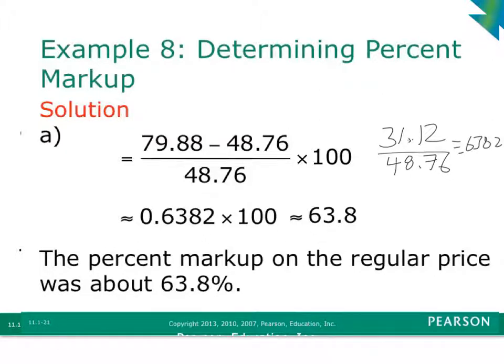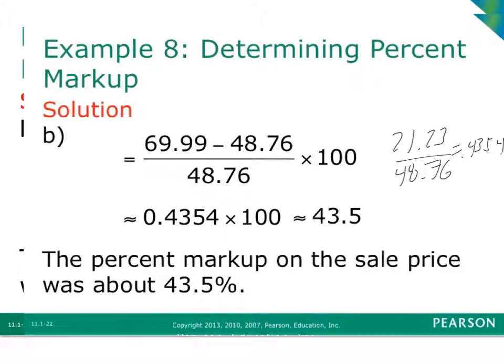Now notice they're rounding it to one decimal place for the percent. So that would be 63.82% if we don't round. Let's keep it as is: 63.82%. If you want to round to the tenths place, it would be 63.8%, right? Okay, so that's their markup on the regular price.